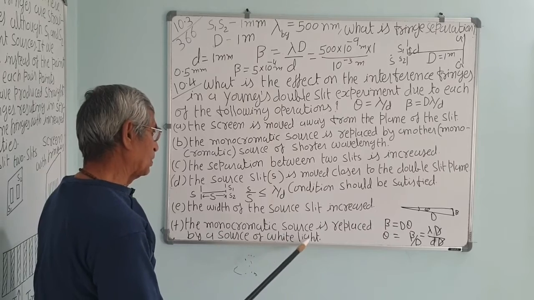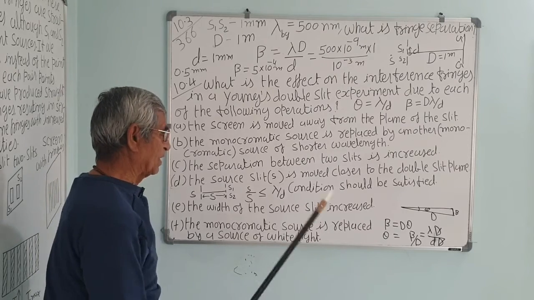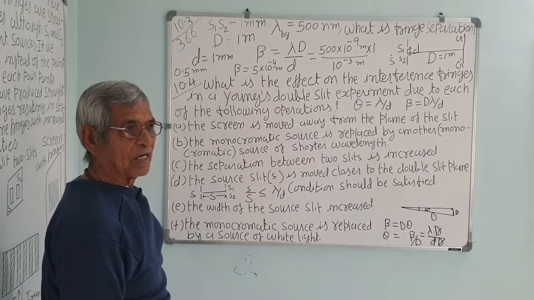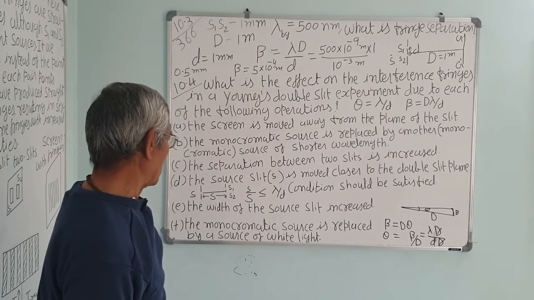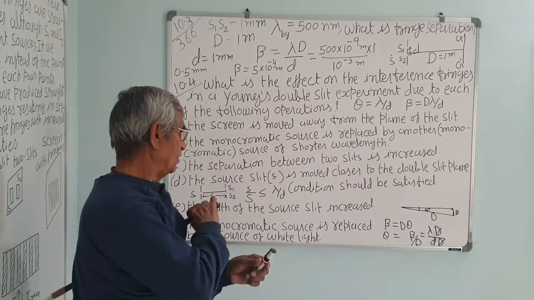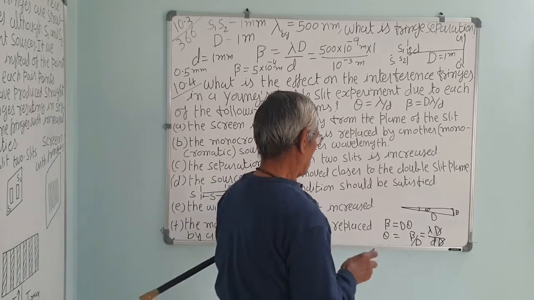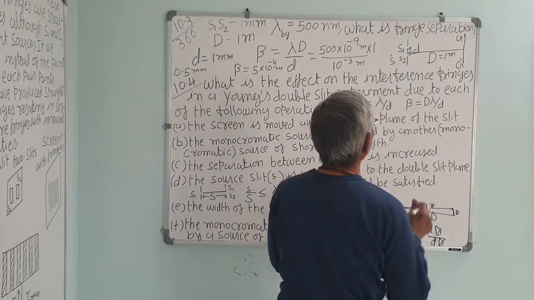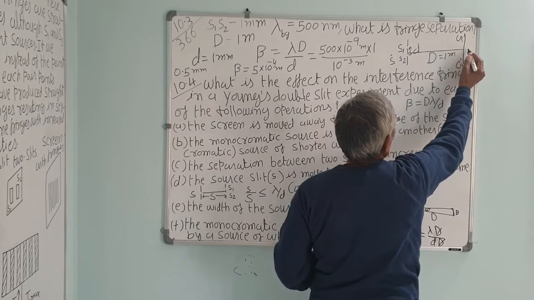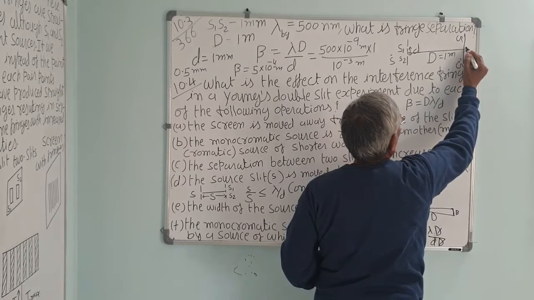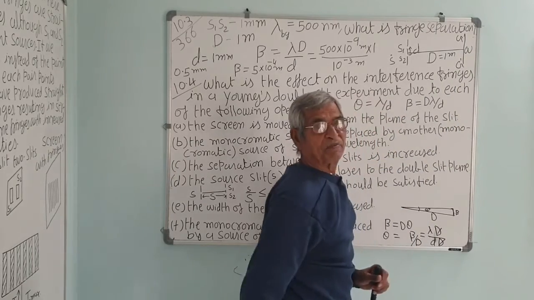The monochromatic source is replaced by a source of white light. Then the central fringe will be a bright fringe, because they are at equal distance. All colors will interfere at the central point on the screen, correct? So all colors, from red to violet, meet here. So this will be the white fringe.